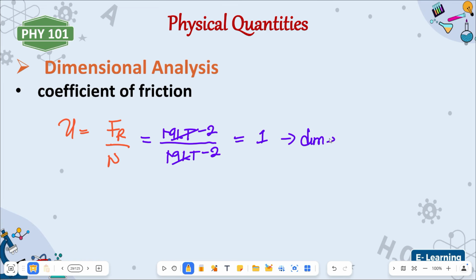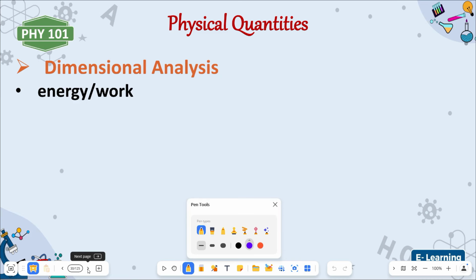So, coefficient of friction is dimensionless. You are going to come across something like this in the exam. They will ask you, what is the dimension of the coefficient of friction? The correct answer is that it is dimensionless. All right? Coefficient of friction is dimensionless.